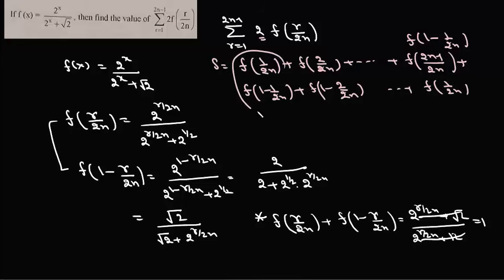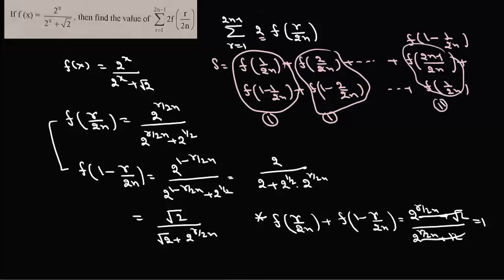Now if we add all these pairs, the value of each of the pairs is 1. So how many pairs do we have? We have 2n minus 1 pairs. So the value of this sum will be simply 2n minus 1. And that is the answer to this question.